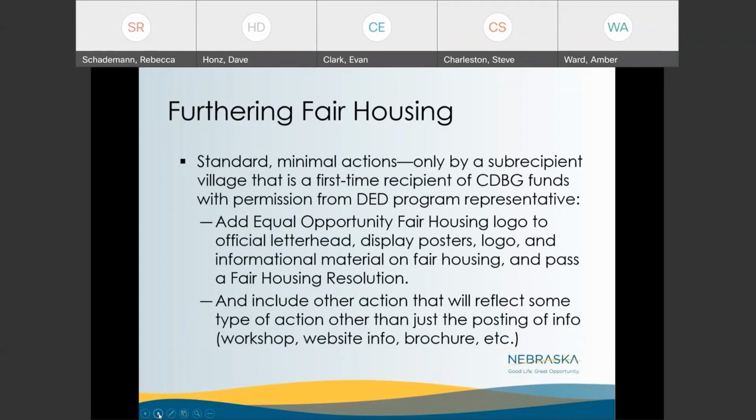Remember, this is really going to be rare because NDED has been implementing the CDBG program since 1982, I believe, if I remember from Steve's presentation last Tuesday. So we have actually awarded almost every local unit of government in the state at this point in time. Hopefully every local unit of government has this logo on their letterhead, and has posters and information materials at their offices available to people. This should already be being done. If it's not, I'll be surprised, but feel free to contact your program rep. And next slide.